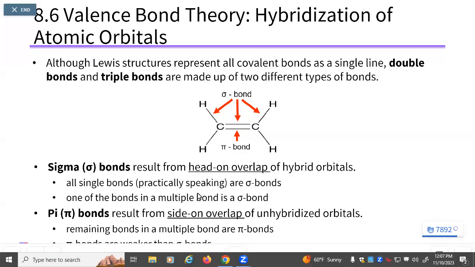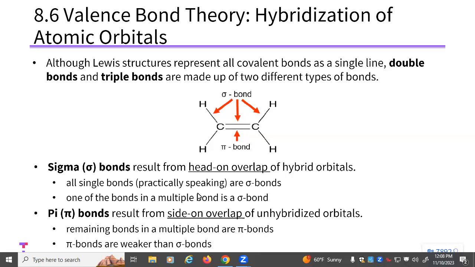So the last things that we talked about on Wednesday concerned primarily the valence bond theory. That is sigma bonds versus pi bonds and what the difference was between them. Remember, sigma bonds are the result of those head-on interactions of orbitals.